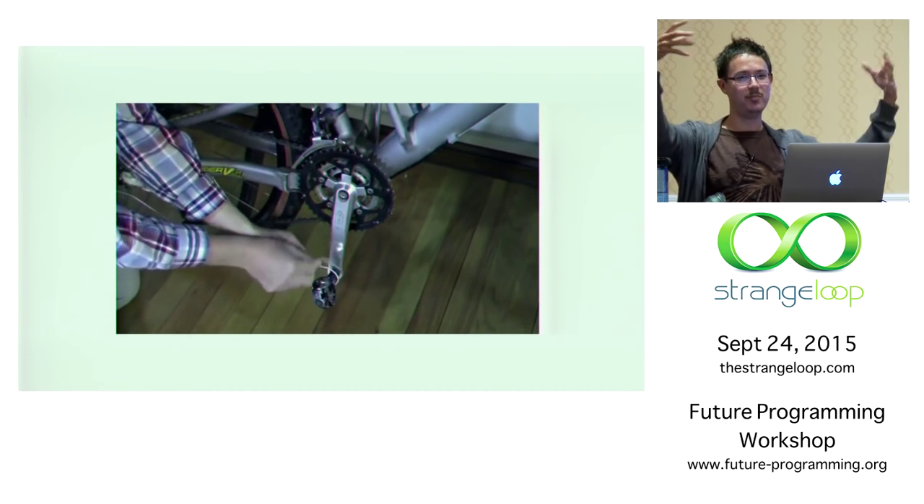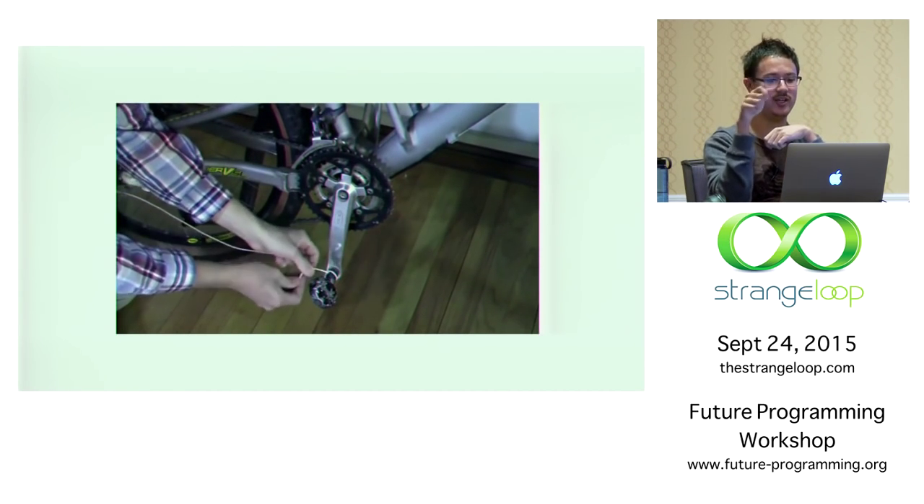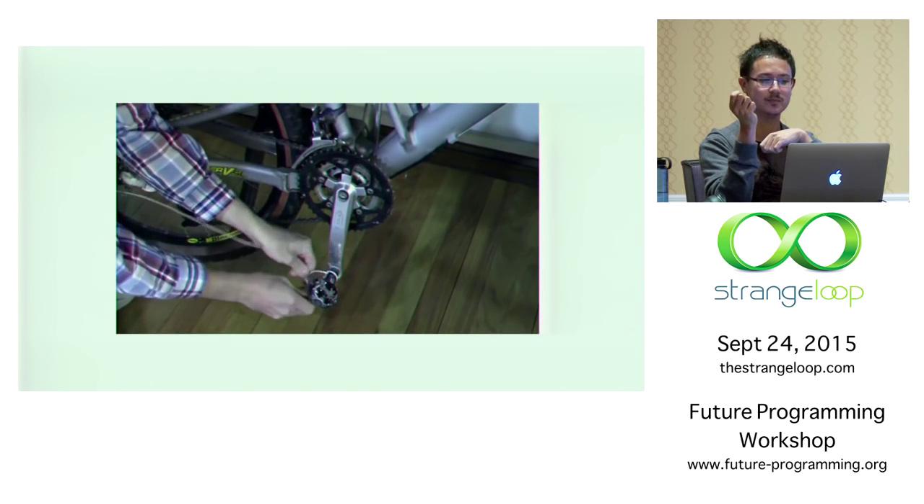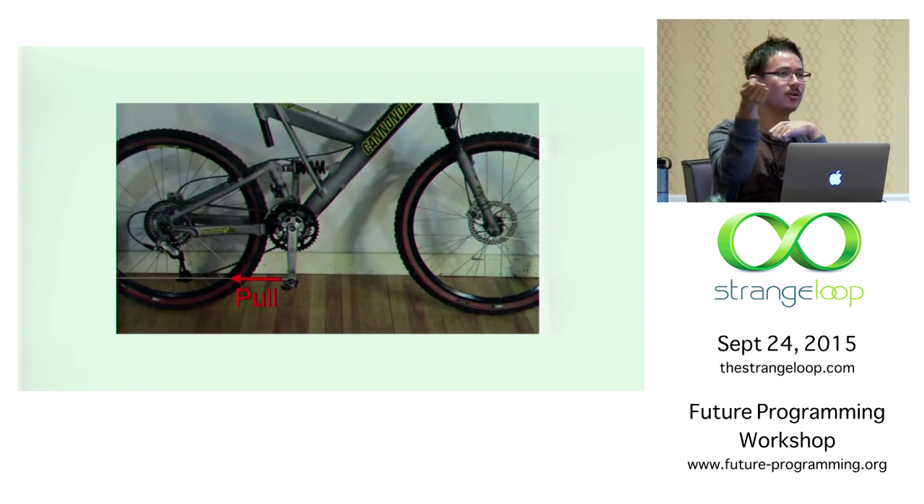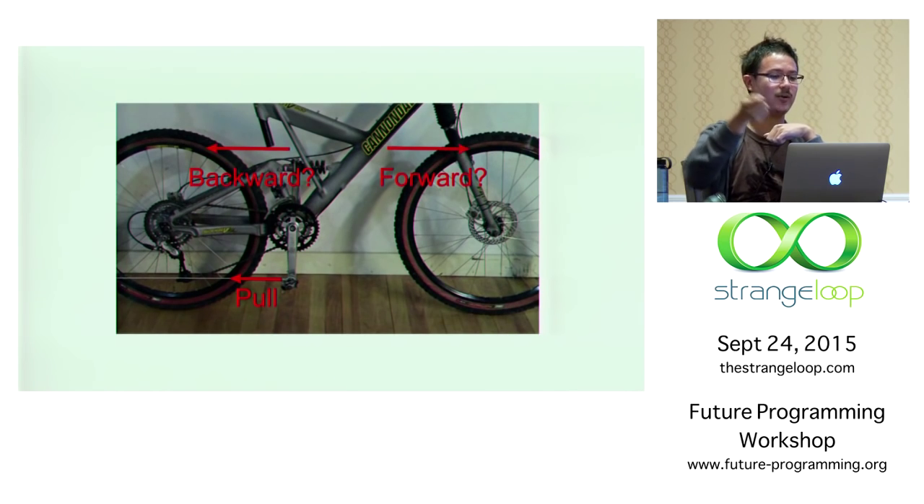You have a bike, you tie a string to the pedal, like this. Now you're going to pull on the string, you're going to pull backwards on the string, and the question is, does the bike move backwards or does it move forwards? I'll give you a moment to think about it. All right, so the options are it moves backwards, it moves forwards, or it doesn't move at all.